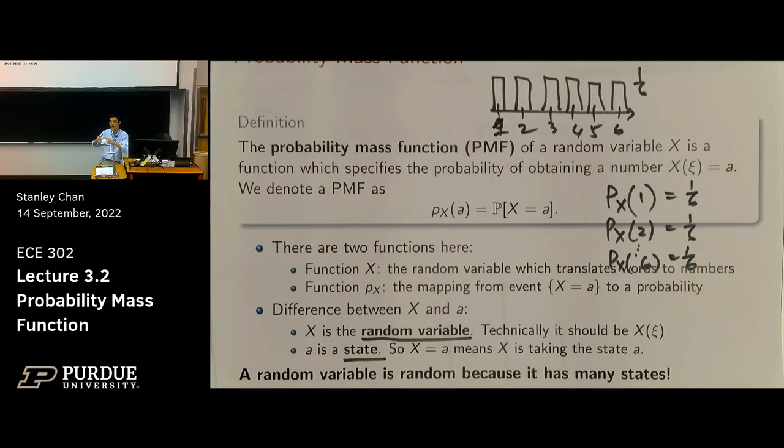A state is one of the many possible states. X is a random variable. A random variable has a distribution. A state is a scalar, one of the many states.